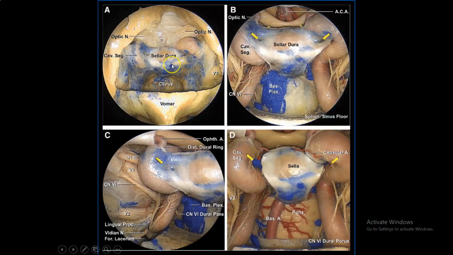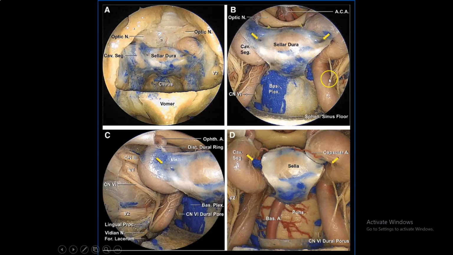This is another detailed view. You find here the cella, as we said. Then you go anteriorly. We have the structures we said. Posterior you have the clivus, and at the upper third of the clivus, you have the carotid on either side, and if you open the clivus, you find the basilar plexus and the basilar dura, and then the brain stem.